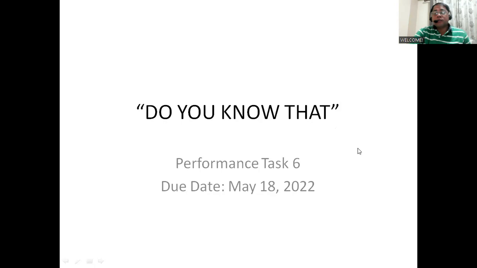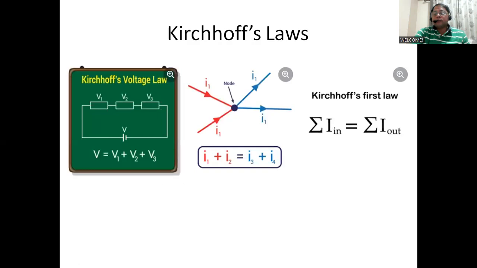Among the things that are lined up, you'll be seeing some slides here that show the things that may be included in the sets of topics. First you have Kirchhoff's laws, which are divided into two. Kirchhoff's voltage law, sometimes abbreviated as KVL, and the other one is Kirchhoff's current law, sometimes called KCL. This is the first one you can choose, depending on the preference of your group.